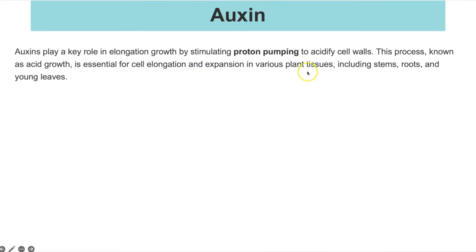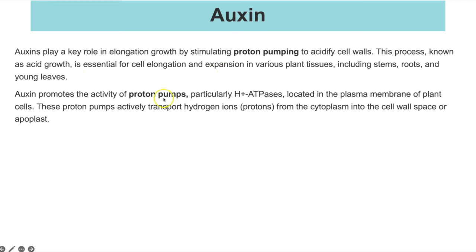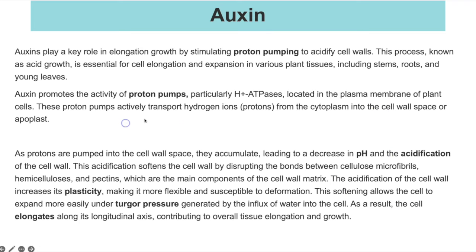Auxins play a key role in cell elongation, like we saw, and this is by stimulating proton pumping to acidify cell walls. And this process, known as acid growth, is essential for cell elongation and expansion in various plant tissues such as the stems, roots and young leaves. So the auxin promotes the activity of proton pumps, particularly H+ ATPases, and that is located in the plasma membrane of plant cells. These proton pumps actively transport hydrogen ions, which are protons, from the cytoplasm into the cell wall space or apoplast.